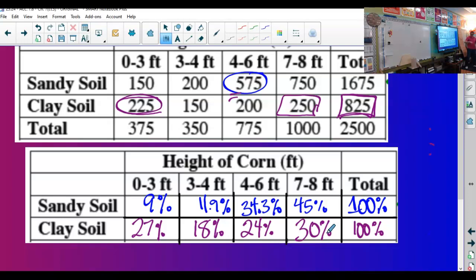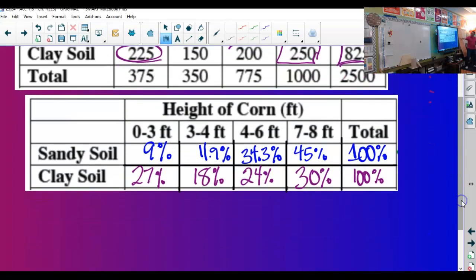Vivian, back to you because I put your card in the middle. Based off this table that we see now, what might you say when we're comparing the soil types to the corn growth?